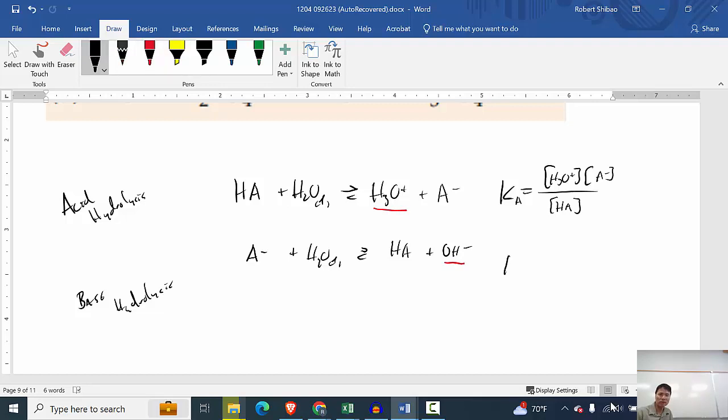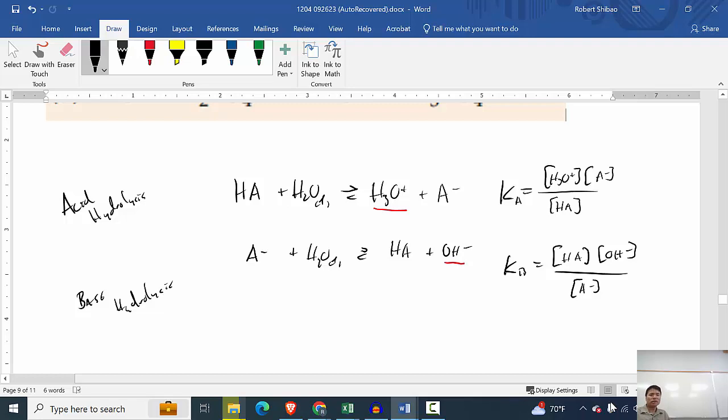When we have base hydrolysis, we form Kb. Kb is going to equal HA times hydroxide divided by A minus. Water is pure liquid. We have something like this.